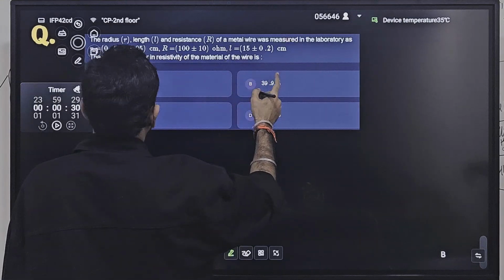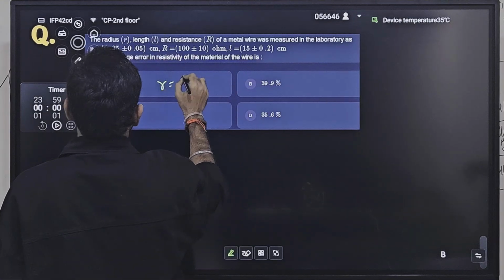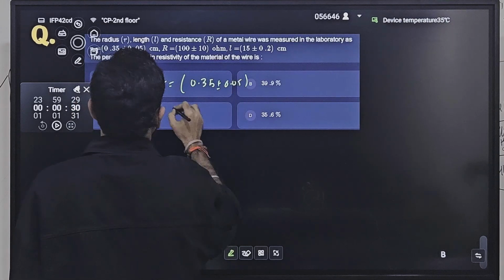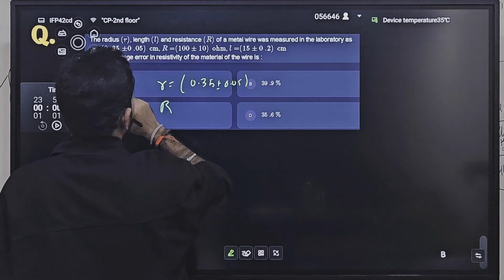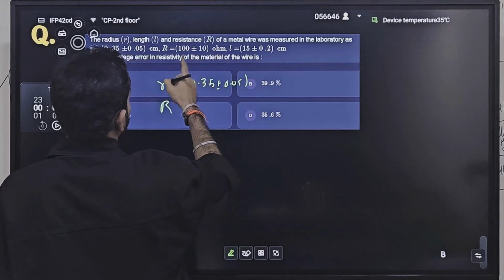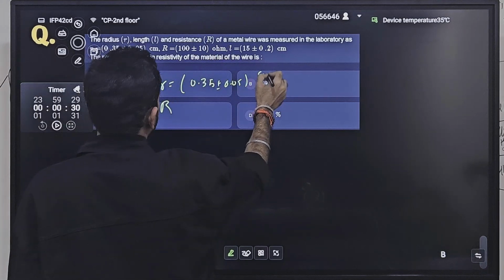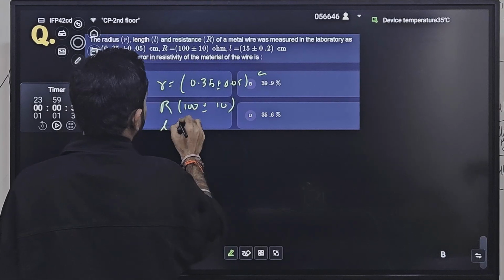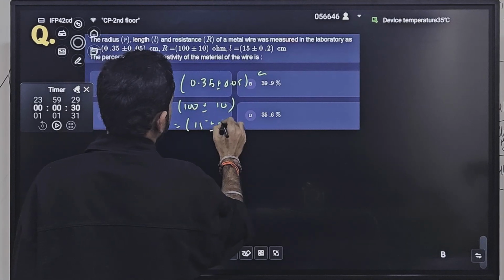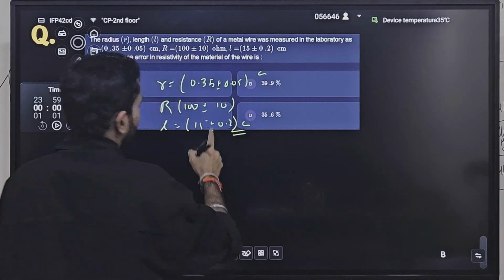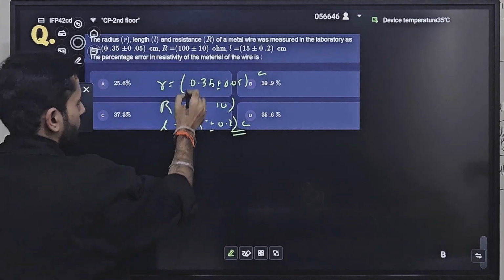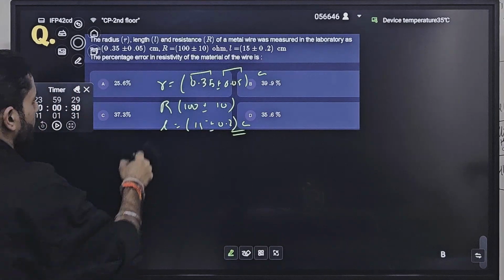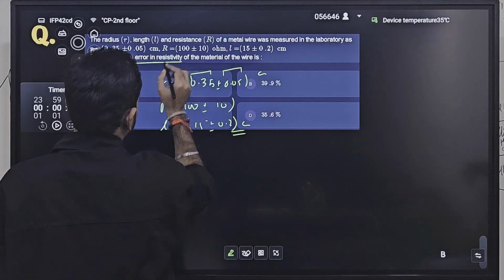See, in a laboratory the radius is given as 0.35 plus minus 0.05 centimeter. The resistance is given as 100 plus minus 10, and the length is given as 15 plus minus 0.2 centimeter. See, what is this plus minus? This is the absolute value and this is the error part. Don't get confused with this. The question is asking for the percentage error in resistance.